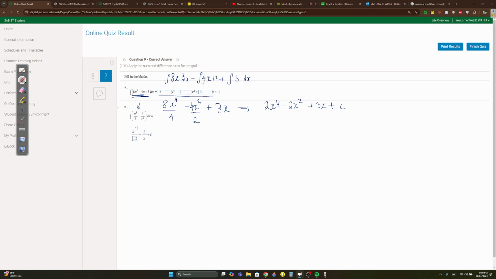I actually did this, but I didn't waste my time because, guys, just take it down. These are a waste of time, but the whole point of it is they're just trying to see if you know that you can actually split up integrals. But anyway, for part B, x cubed over 3 minus 3 over x squared, I'm going to split this up into 2 integrals.